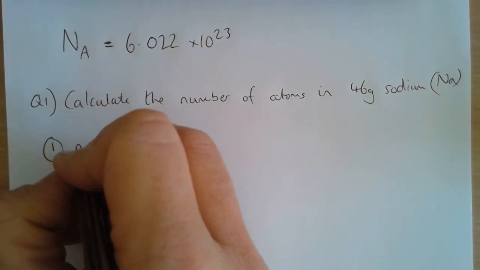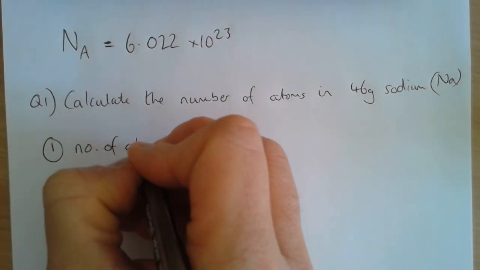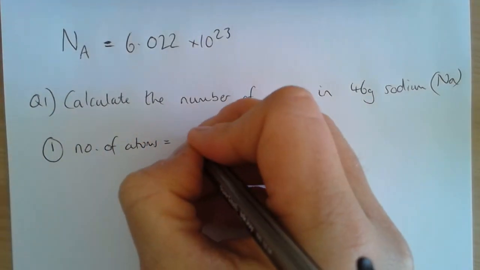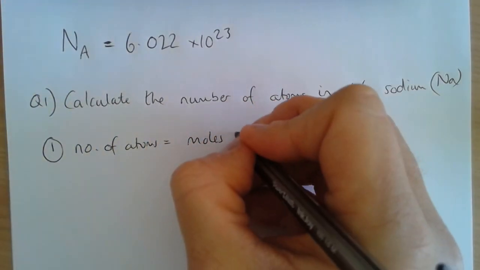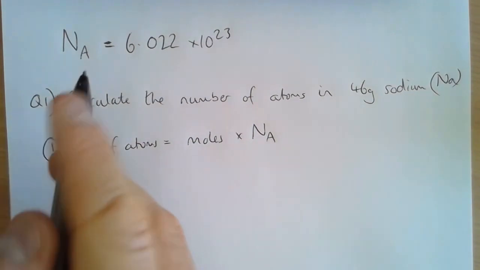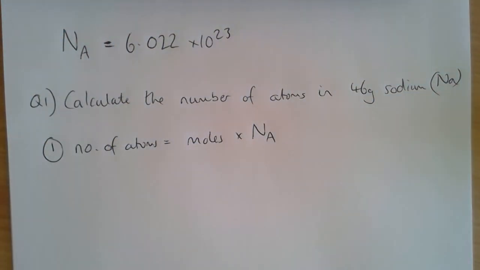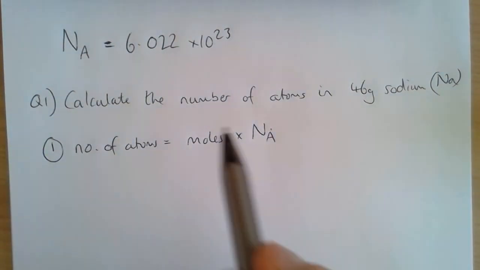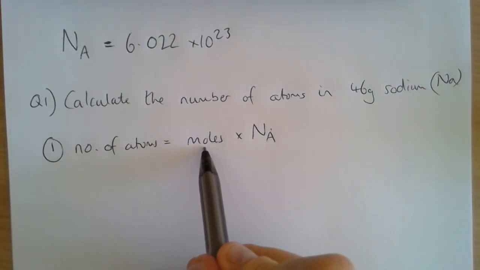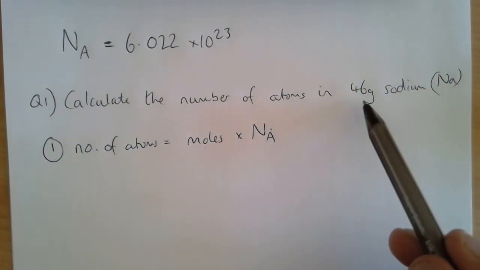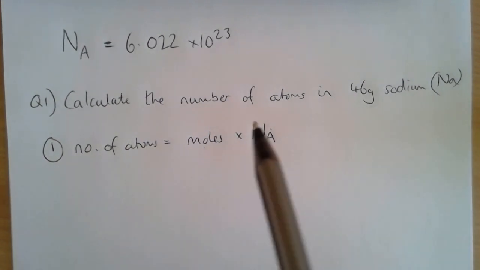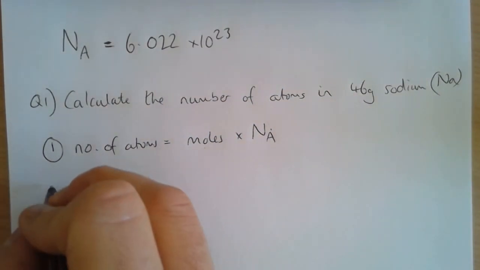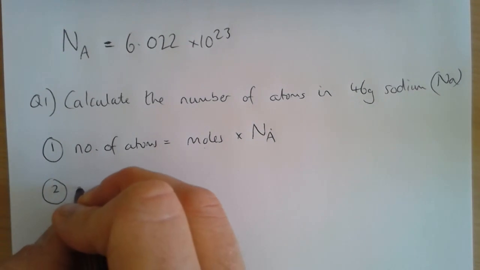The equation we need is the number of atoms equals the number of moles multiplied by Na, by this Avogadro constant here. We know what Na is. Na is our constant. We don't know the number of moles from this question. We're just given the mass of it. So the first thing we're going to have to do is to calculate the number of moles.